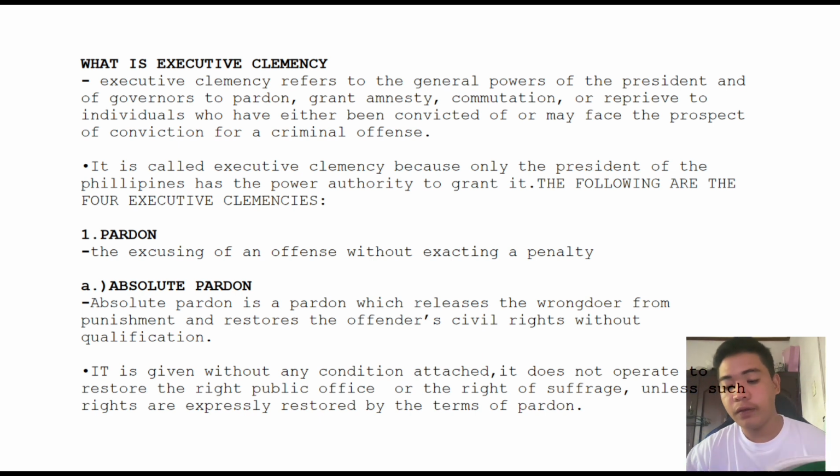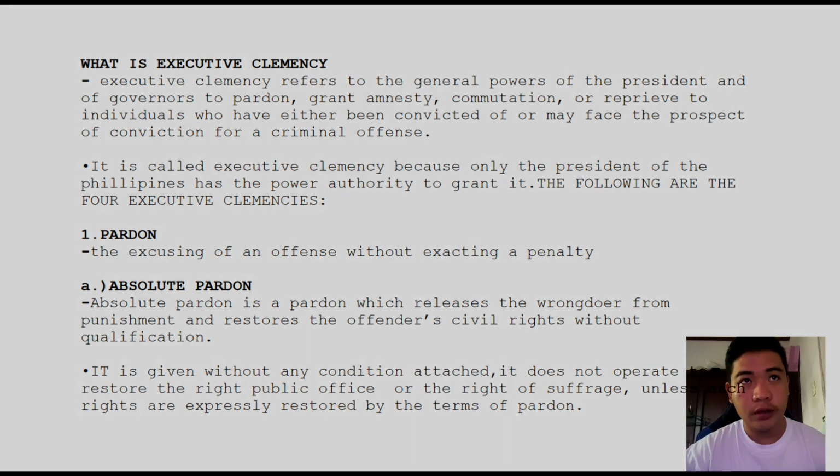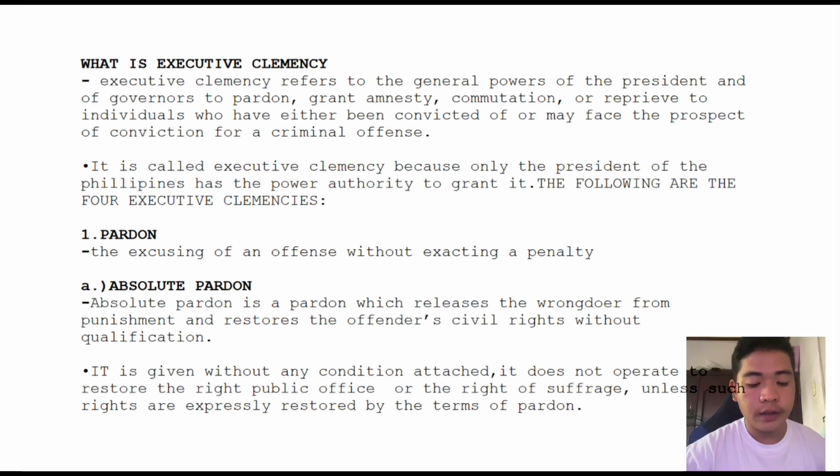The 2 kinds of pardon are absolute pardon and conditional pardon. Absolute pardon. It is given without any condition attached. It does not offer to restore the right to hold public office or the right of suffrage unless such rights are expressly restored by the terms of pardon.